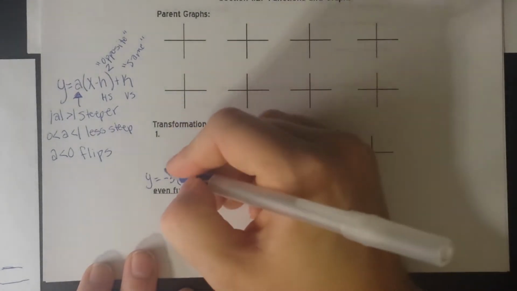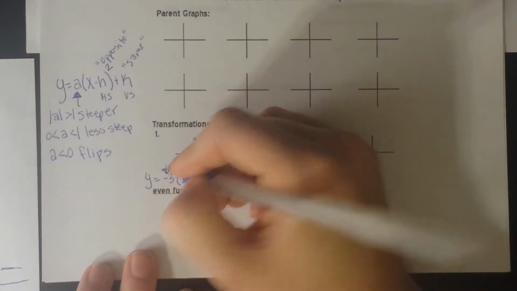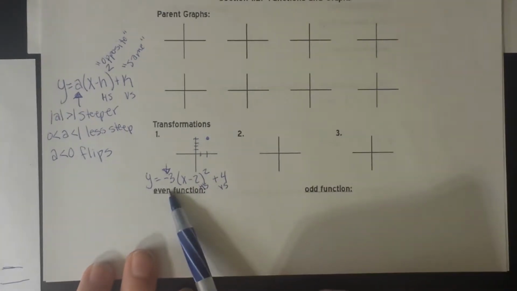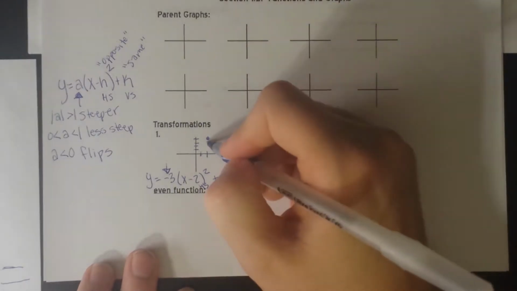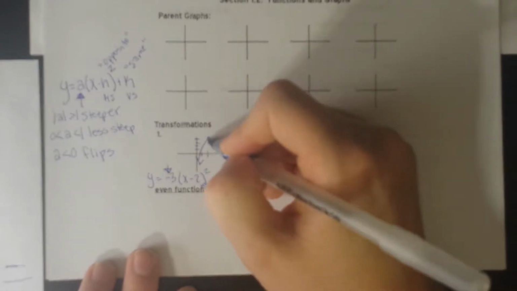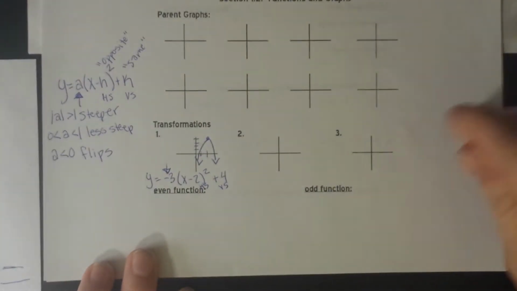Now if you look at the A, it is negative, and it is an integer, the absolute value of which is greater than 1. So it's going to be flipped because of the negative, and the 3 makes it steep. And so just for today's purposes, we're just going to draw it down. We're not going to actually find points.